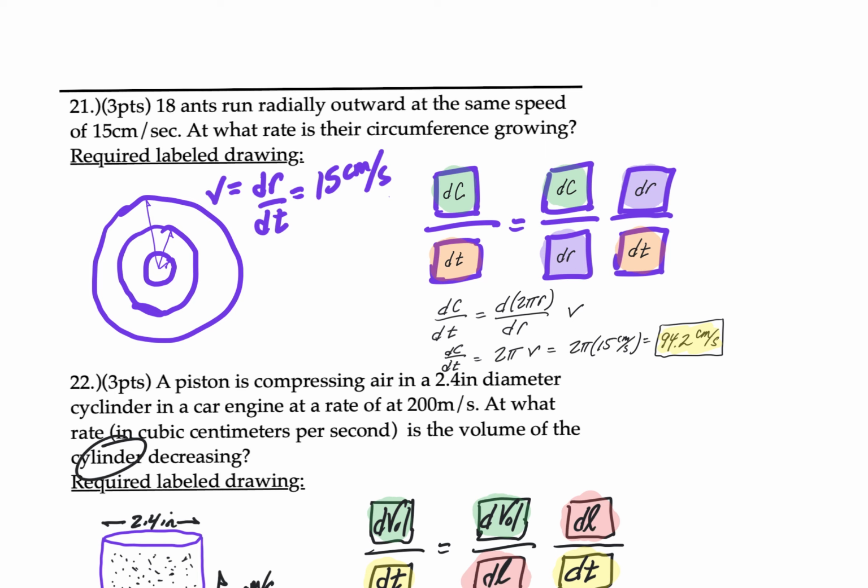Something times something. In this case, it's velocity. Maybe in another case, it's acceleration, you know. But anyway, this is velocity. And so we're trying to see how fast that circumference is growing. And we get 94.2 because you have to break up the circumference, which is 2 pi r, and there's no t in there, so you can't take its derivative with respect to time.